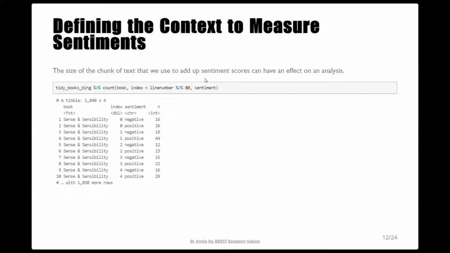So here, I use the integer division to define sections of text that each span 18 lines. And we also count up how many positive and negative words there are in defined sections of each book.